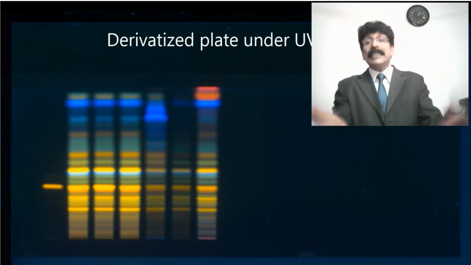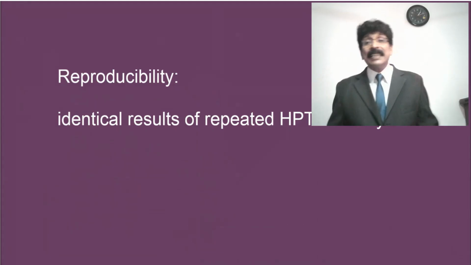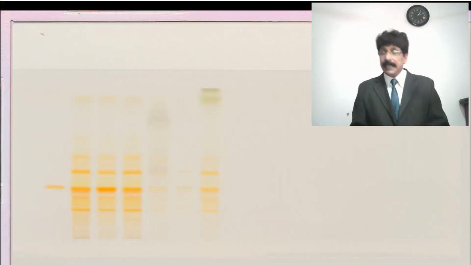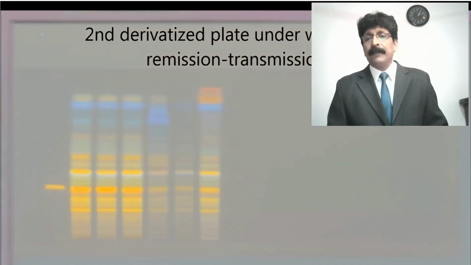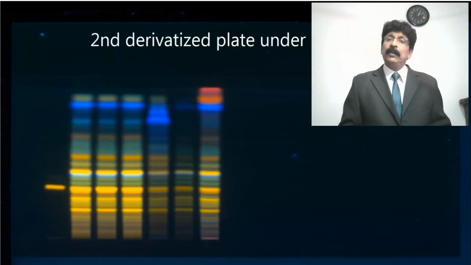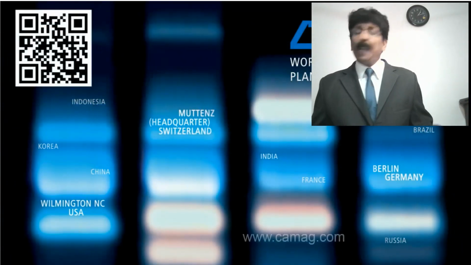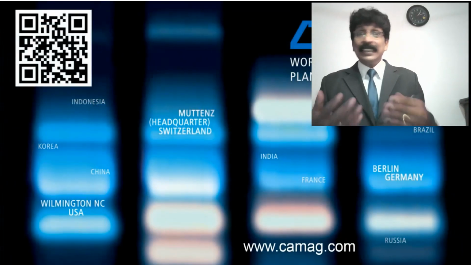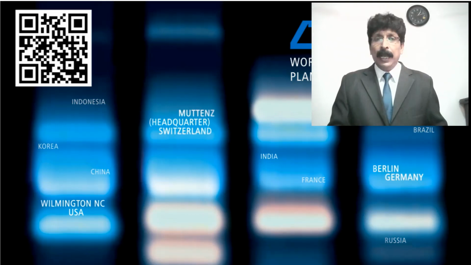Even in 360 nanometer UV light, you can see the colors of the spots very clearly. So this result can be repeated again. A second derivatization can also be done and you can get more clear spots. Separation of the compounds can be easily identified. This video might have given a good idea about HPTLC.